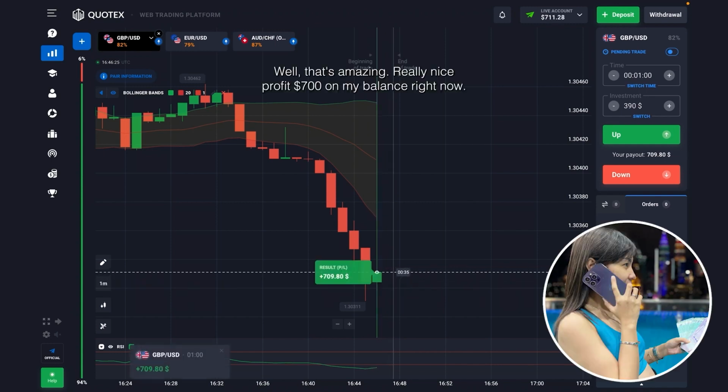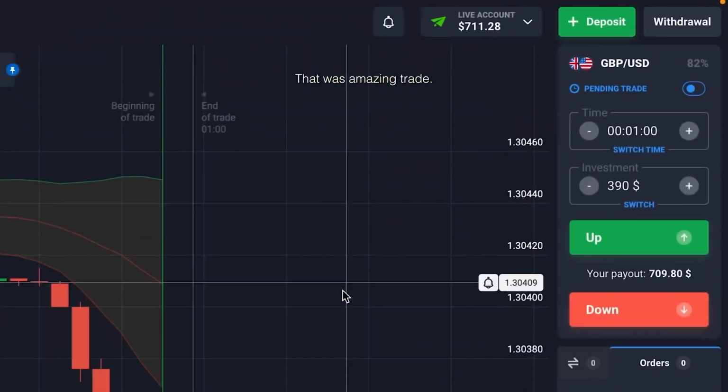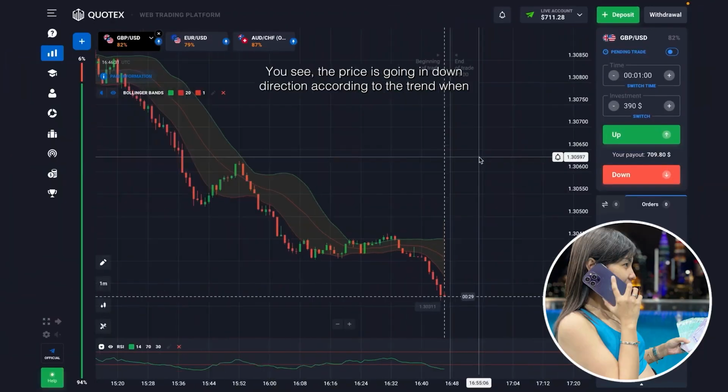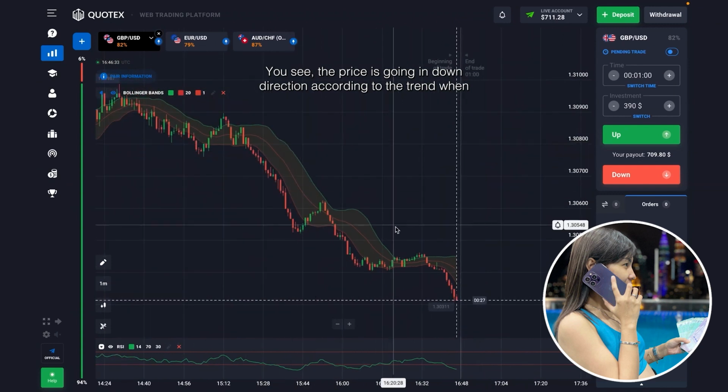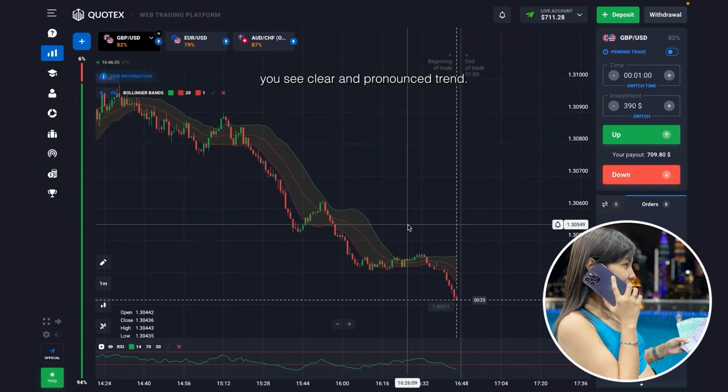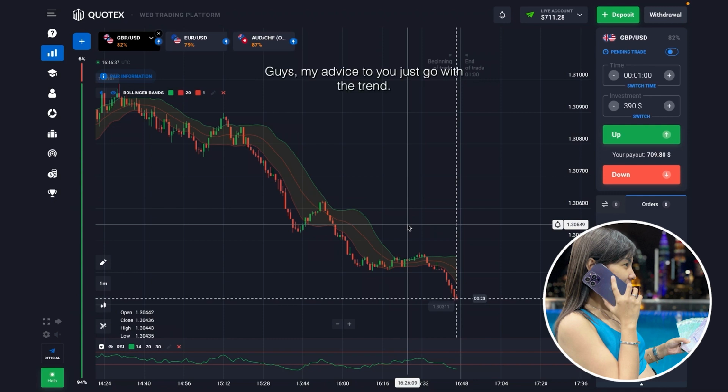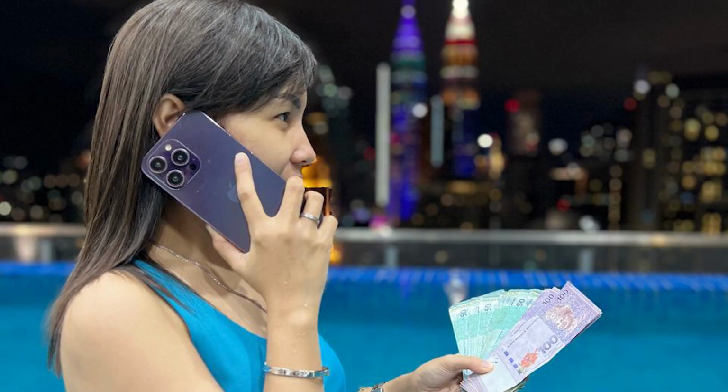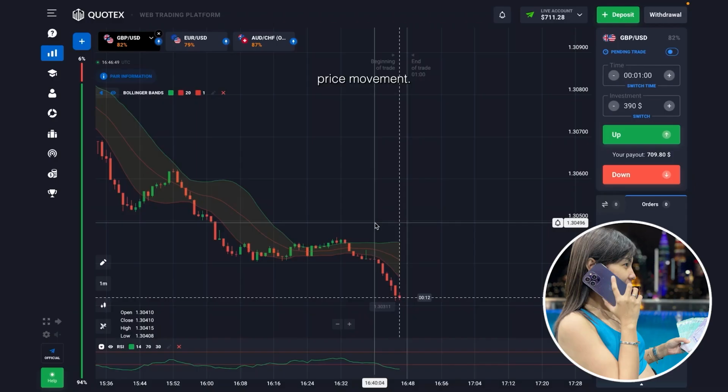So well, that's amazing, really nice profit, $700 on my balance right now, and that was a really amazing trade. You see the price is going in down direction according to the trend, when you see a clear and pronounced trend. And guys, my advice to you, just go with the trend. Go with the trend, guys. It's really safe for you to invest your money when you're dealing with the downtrend, which is pronounced, because you can always predict the price movement.